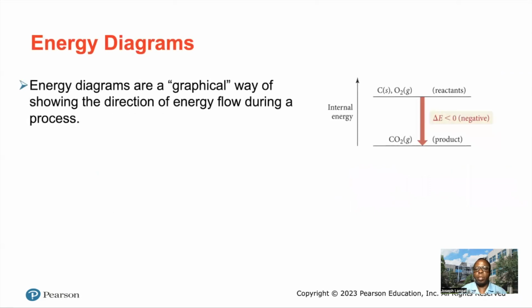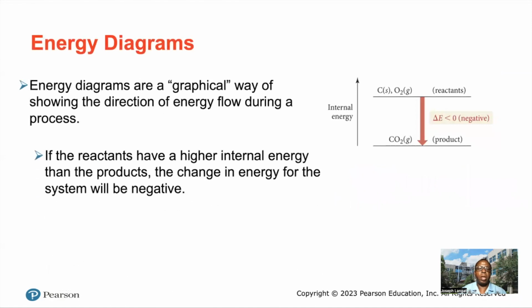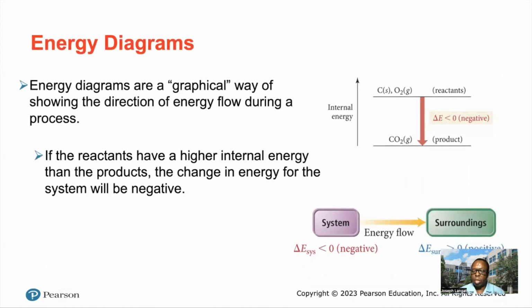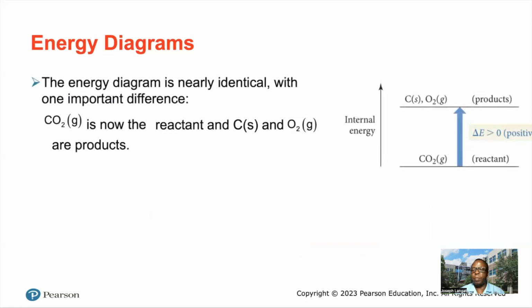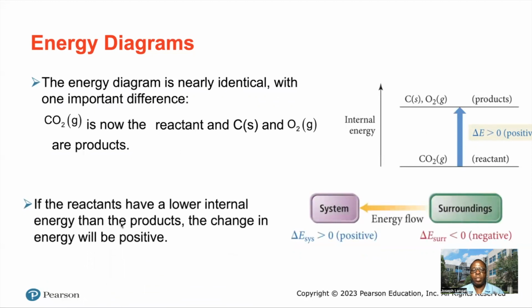It's the same thing, representing the change in internal energy graphically, same as the one we looked at. This means if the reagents or reactants have higher internal energy, it will be negative. Whereas it's the opposite if the reactants have lower internal energy than the product, then the change in energy will be positive for the system. When we say positive, it is with respect to the system, which we need to focus on.